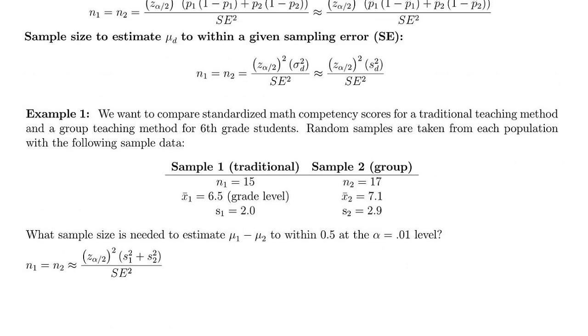So let's look at an example. We want to compare the standardized math competency scores for a traditional teaching method and a group teaching method for 6th grade students. Random samples are taken from each population with the following sample data. We have sample 1: size n1, X1 and S1. Second sample: n2, X2, and S2. We're given separate means and separate standard deviations. This is going to be the sample size to estimate the difference in means, and they want us to estimate to within 0.5. So that is going to be our SE.